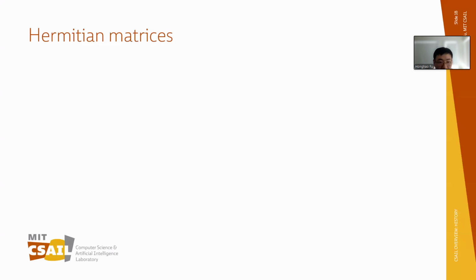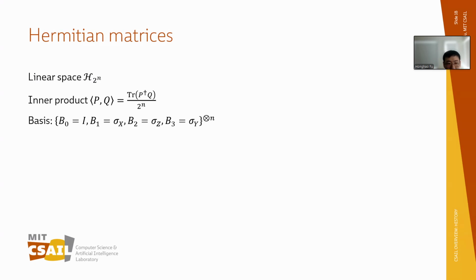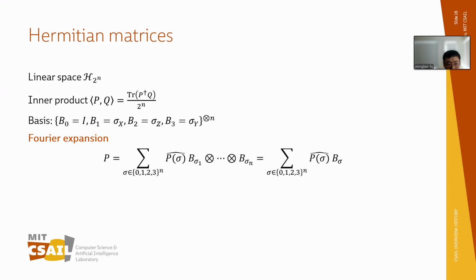So let me first give some background on the Pauli spectrum of Hermitian matrices. If we look at the space of all Hermitian matrices acting on n qubits, it is a linear space. We can define an inner product on this space using the normalized trace. With this inner product, we can define an orthonormal basis for this space, which is the tensor product of the Paulis. And then we can expand a matrix in this basis.